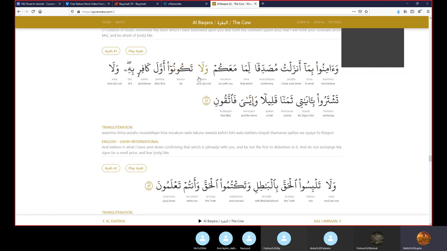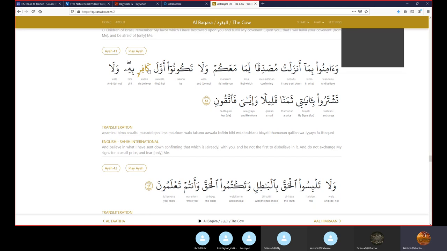So this is like, and do not become what? Awwala, the first, kafirin, of those who disbelieve, bihi, in it. So here the word kafir, we talked before that the word kafir being someone who disbelieves. Here it's used in a very literal sense. So someone who rejects something, denies something after having understood it, or someone who's ungrateful.